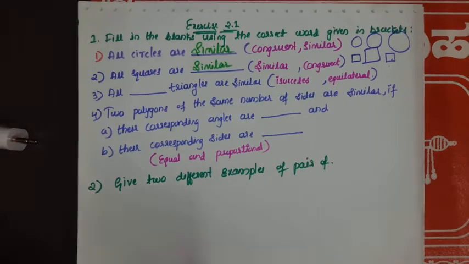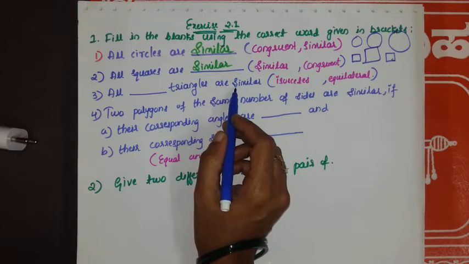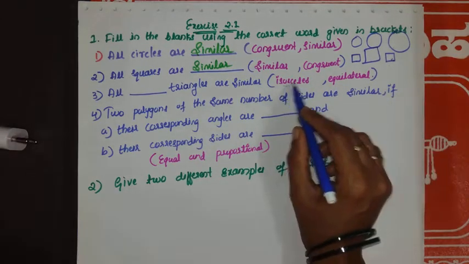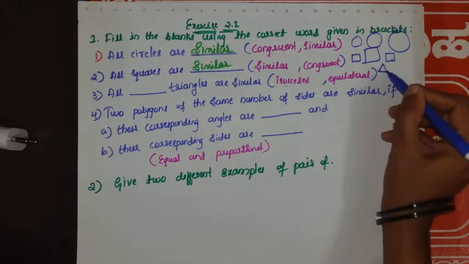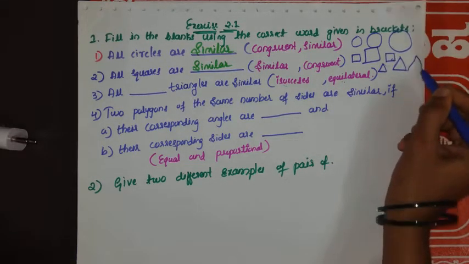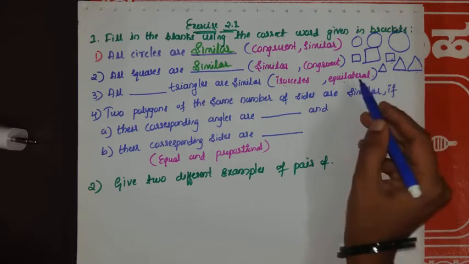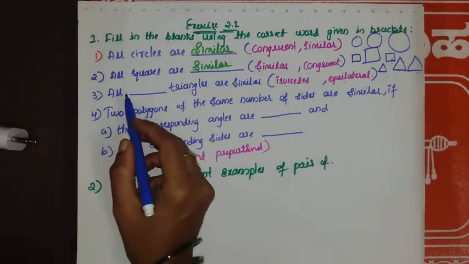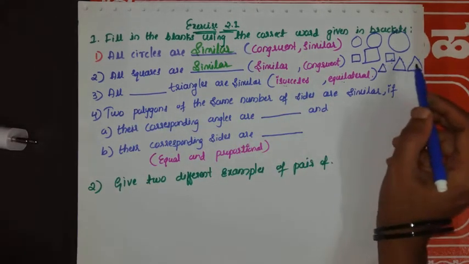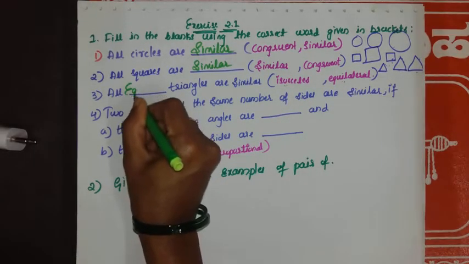Next, the third one is all dash triangles are similar. Similar means they must have the same shapes. Consider one is isosceles and another is equilateral. Here this is an equilateral triangle, this is an equilateral triangle, and this is an equilateral triangle. They have the same proportions, the lengths of the three sides are the same. So in equilateral cases the shapes are the same. That's why, since the shape is the same, equilateral triangles are similar. Here the answer is equilateral triangle.